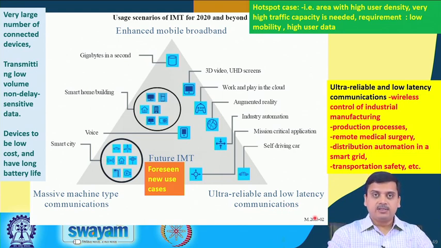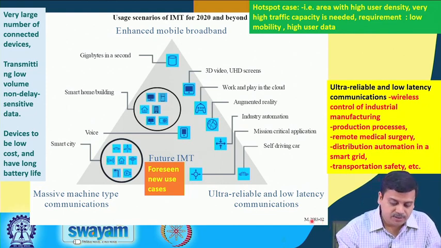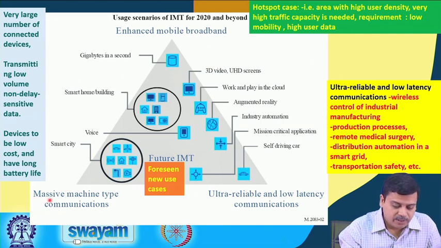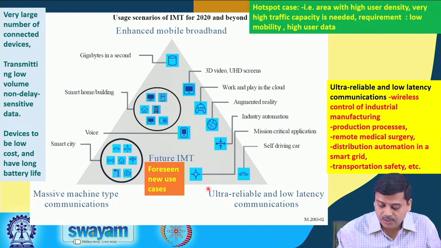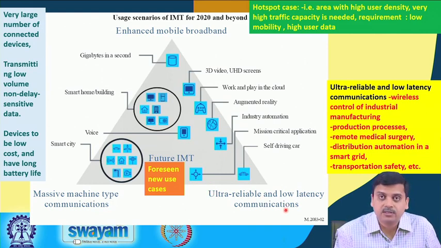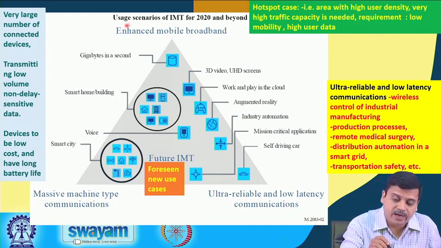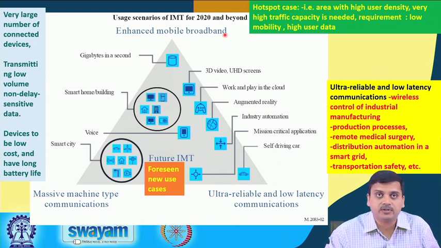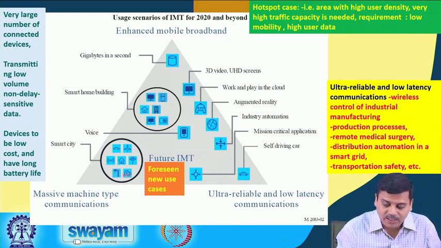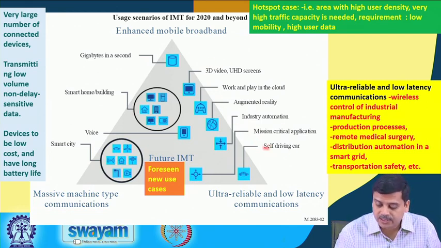Again, as we take a look at this picture, which is in the ITU document M.2083, which captures the 3 environments which we have been talking about. There is massive machine type communication on one end of the spectrum. There is ultra reliable and low latency communication on the other end of the spectrum, and enhanced mobile broadband on the other end of the spectrum. So, these 3 are the prime scenarios where you have a variety of applications coming up, as has been given in the particular description.